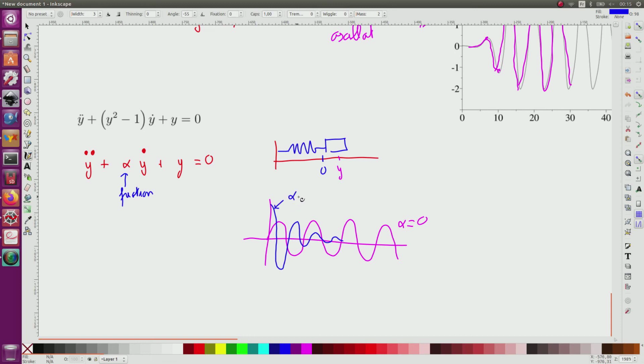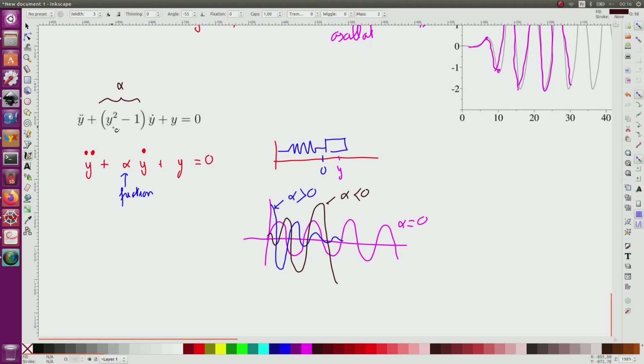So alpha is positive, the friction is positive. If the friction is negative, then I will have something like this, unstable. So alpha is negative. So what happened in our situation is alpha is this coefficient.